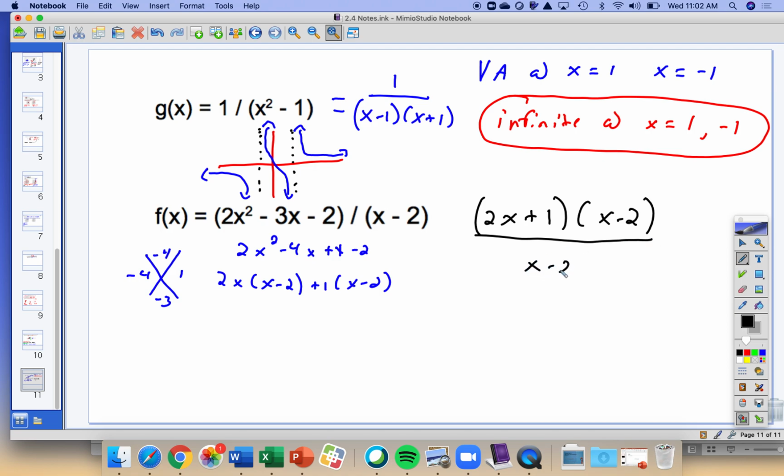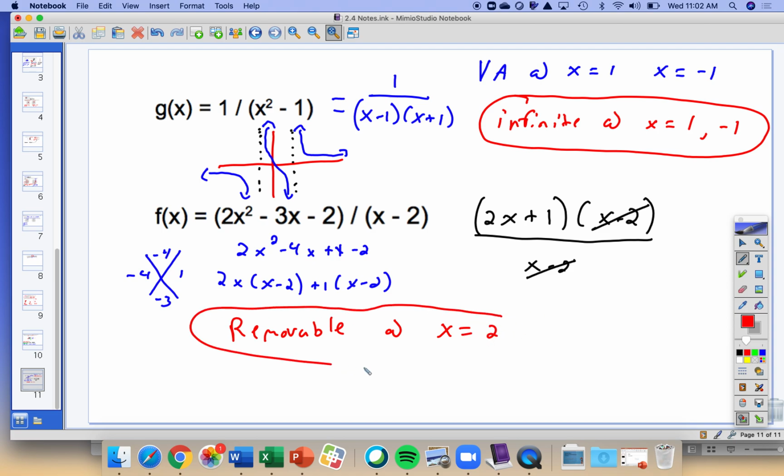over x minus 2. And what you'll notice that's very different than the first function is that the x minus 2's cancel out. And when you cancel things out, you don't get an asymptote. In fact, you get a hole. So there is a removable discontinuity at the x value of 2. Now, how did I get this 2? Well, that is because it is the 0 of the common factor that I've canceled out. So because I canceled out x minus 2, there must be a hole at the x value of 2.